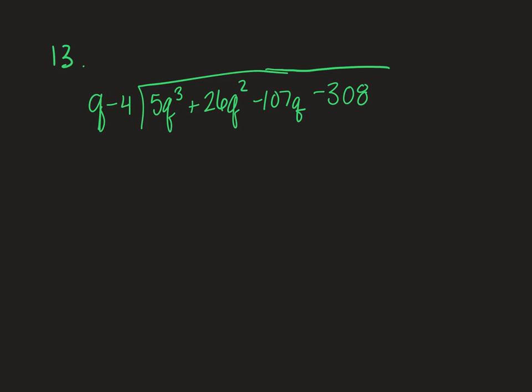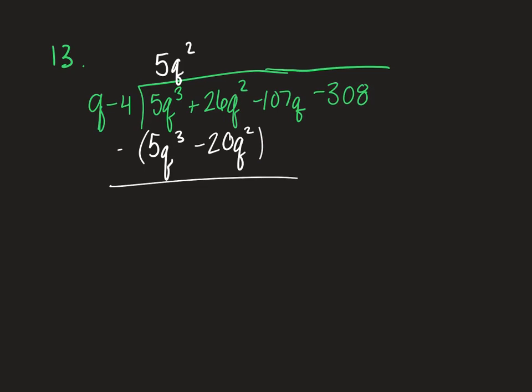Right, so 5q to the third divided by q is 5q squared. And then you multiply 5q squared times q minus 4. So you get 5q to the third minus 20. And you are subtracting. So 26 minus negative 20 is 46. When you're subtracting the negative, it's like adding.